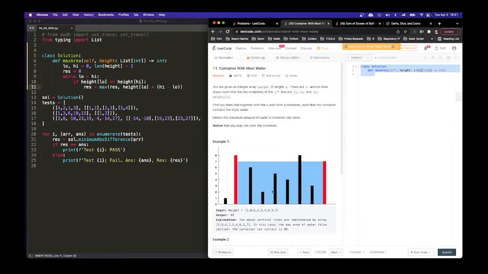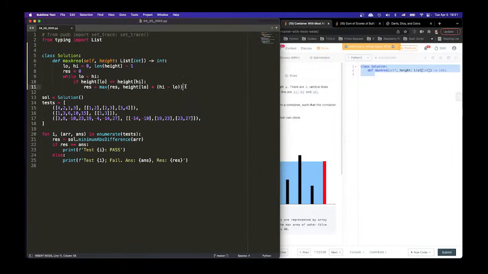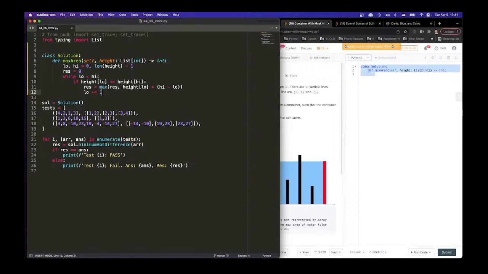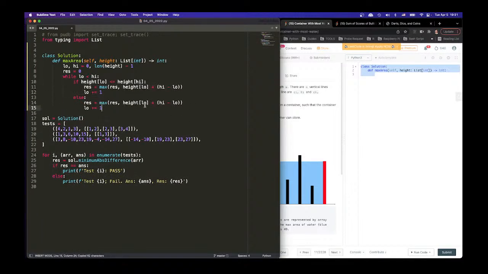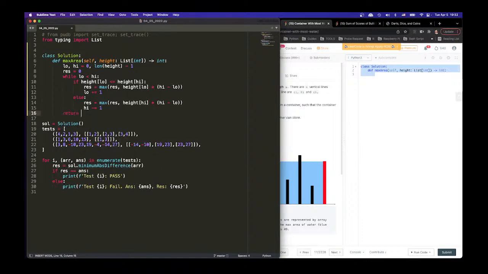Do we have to subtract 1? 0, 1, 2, 3, 4, 5, 6, 7, 8, right? 8 and 0, so we have a difference of 1, 2, 3, 4, 5, 6, 7. Yeah, so I don't think this should be good enough. So rest equals this, and low plus equals 1. Else, copy this, and then this will be height high, because high is smaller. And this will be high minus equals 1. And then we keep going until they merge, and then we return rest.